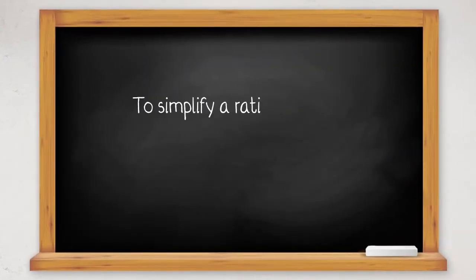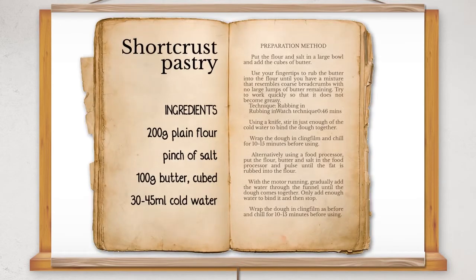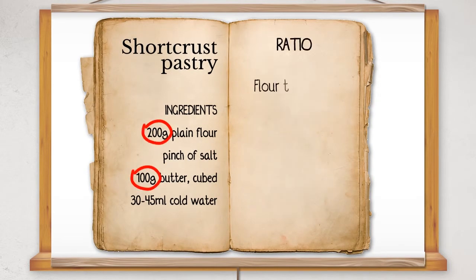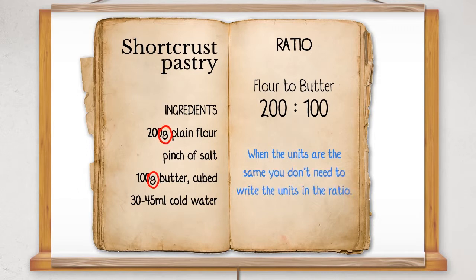To simplify a ratio, you divide both sides of the ratio by the same number. Suppose you have a recipe for pastry. The ratio of flour to butter is 200 to 100. When the units are the same, in this example the flour and the butter are both given in grams, you don't need to write the units in the ratio.